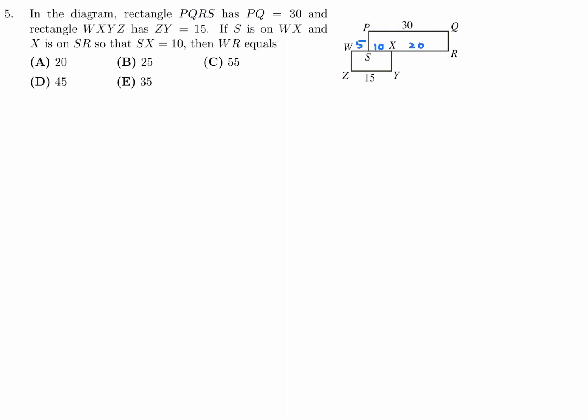So they want WR. Well, WR is all the way from W to R, which would be 5 plus 10 plus 20, and therefore that makes WR equal to 35. So number 5, the answer is E.